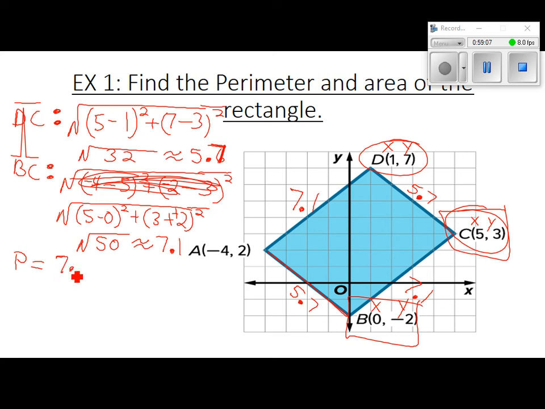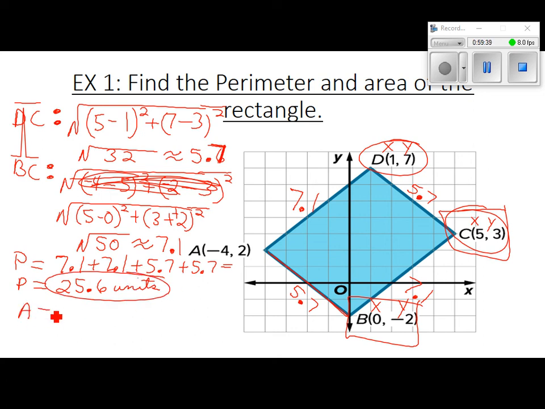7.1, 7.1, 5.7, 25.42. What? 25.6. You don't round up. We didn't round up. What did I do? You might have hit an extra button there somewhere. Does everybody agree it's 25.6? Yeah. And our units are just, they didn't tell us, so it's just regular units.